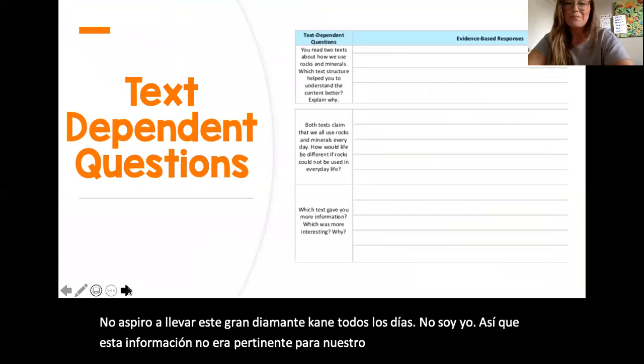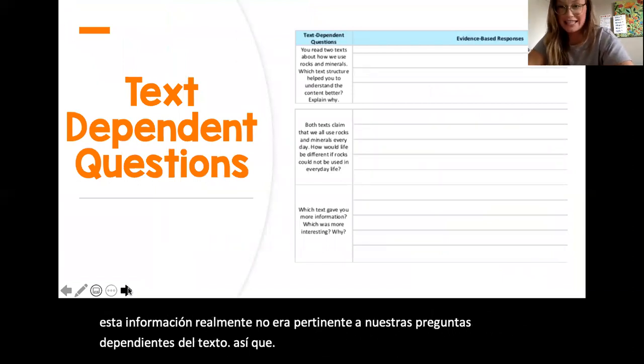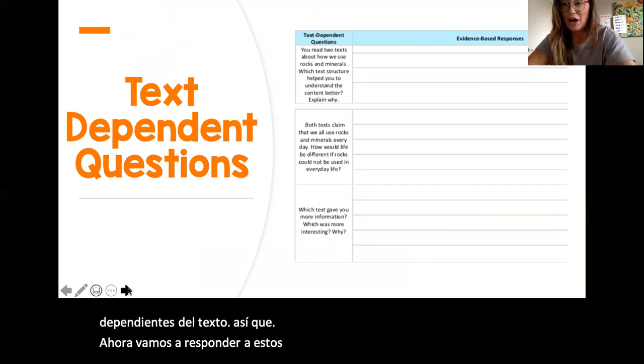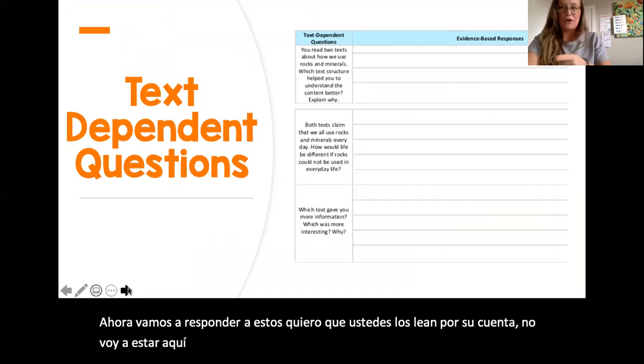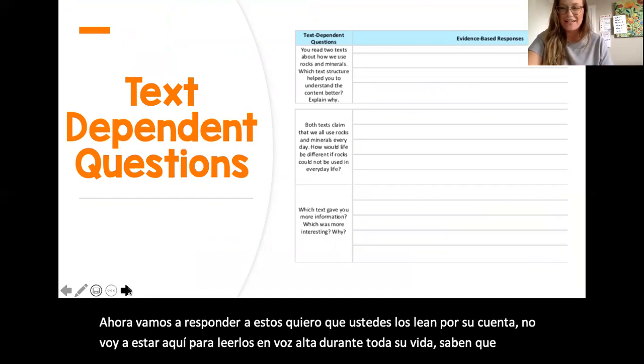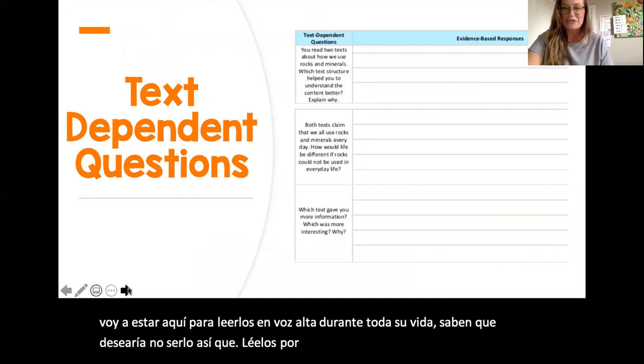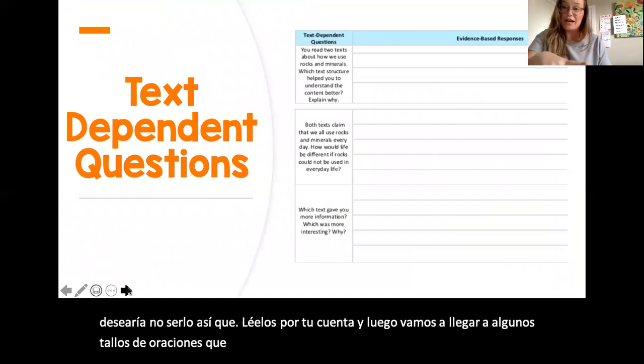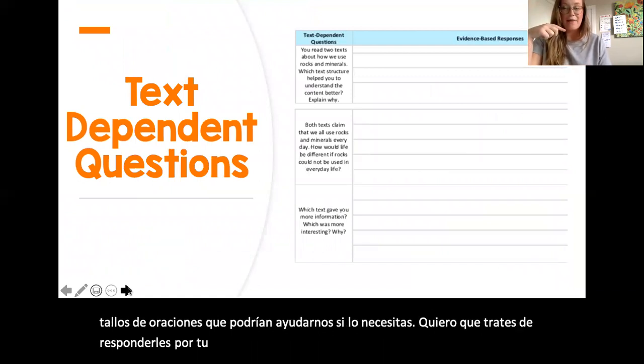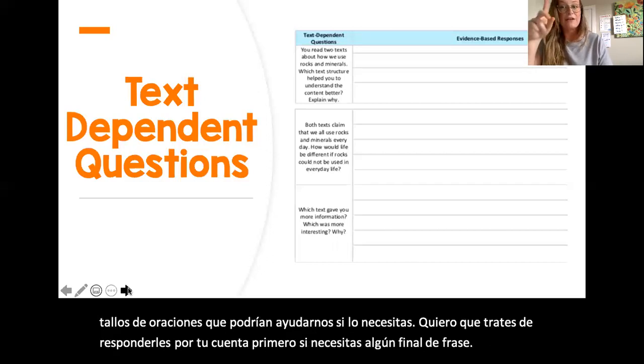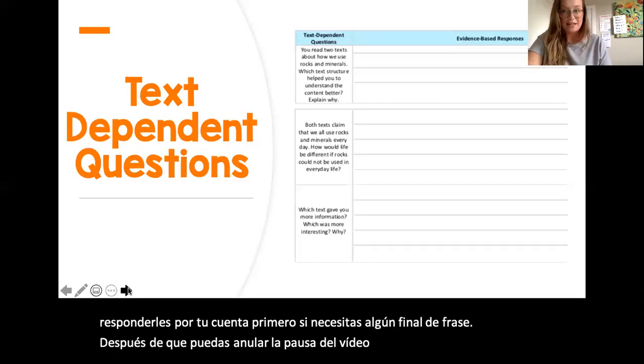So let's now answer these. I want you guys to read them on your own. I'm not going to be here to read them out loud for you your whole life. You know, I wish I could. I'm not. So go ahead and read them on your own, and then let's get to some sentence stems that might help us out if you need it. I want you to try to answer them on your own first. If you need some sentence stems, after you can unpause your video to get some sentence stems on the next slide.